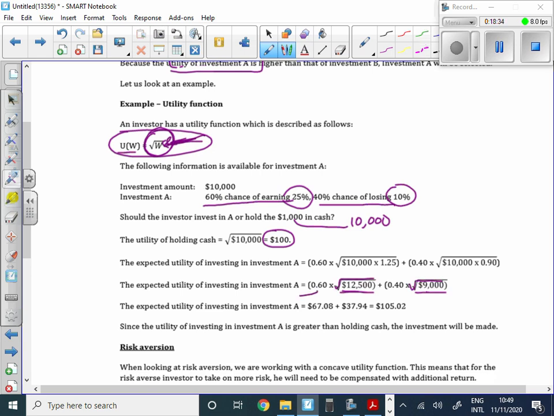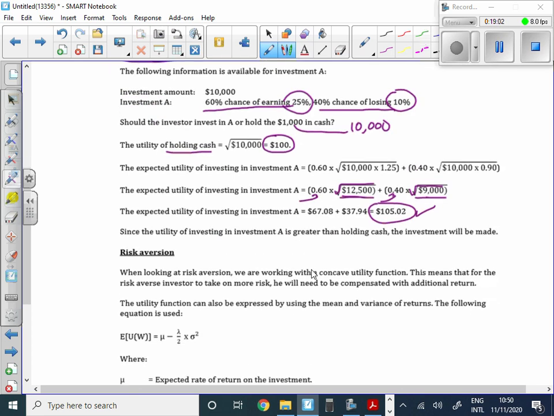Of course, I times them by the respective probabilities, and I come out with an expected utility of 105. Based on that, the utility of an individual will be higher if he invests in investment A, as opposed to if he holds it in cash. Nice and simple, nothing too crazy for us to worry about there. But again, this is looking at investments or asset allocations based on the concept of utility.